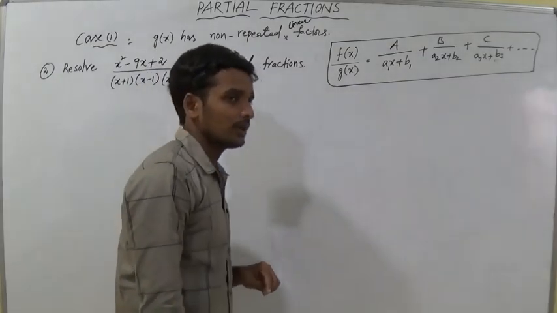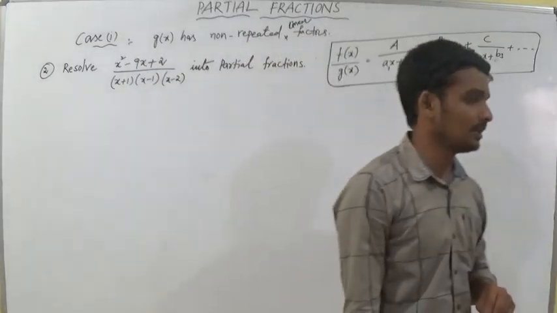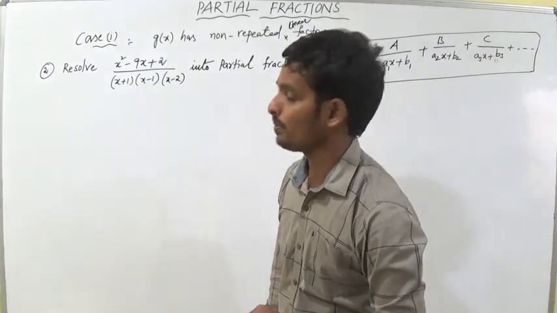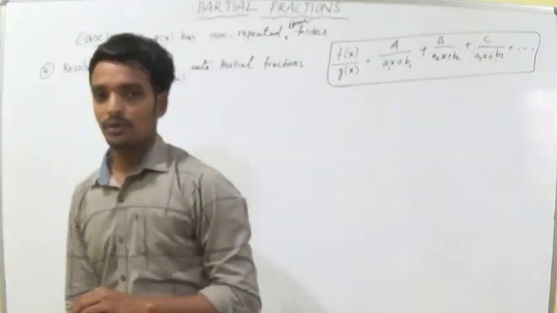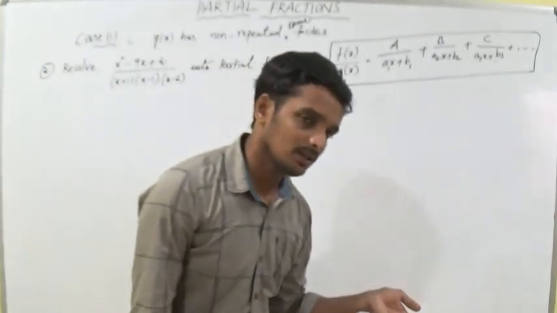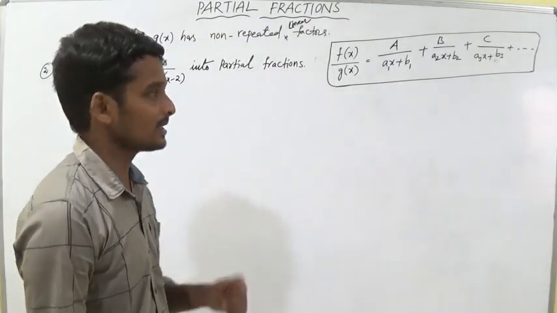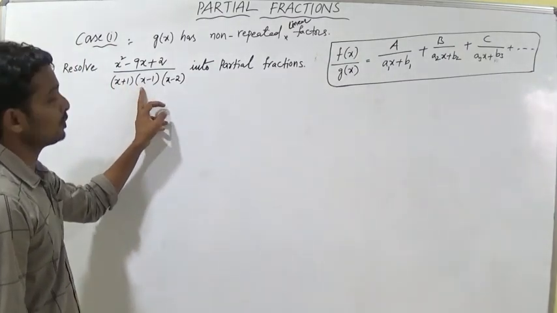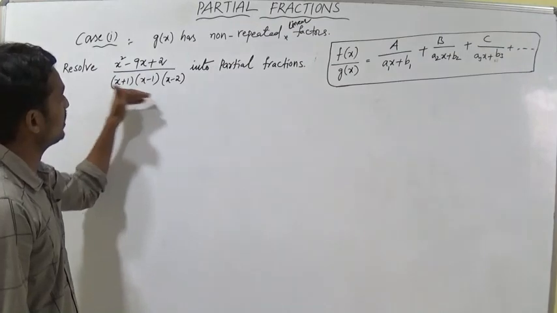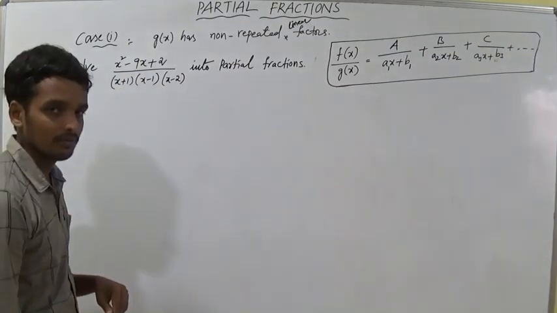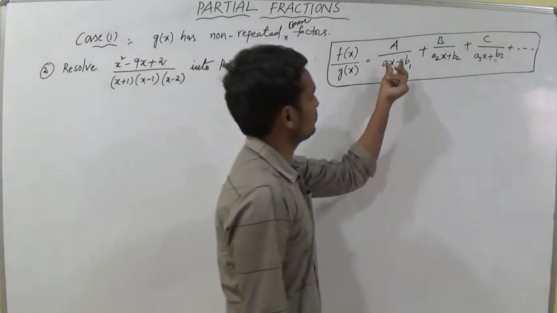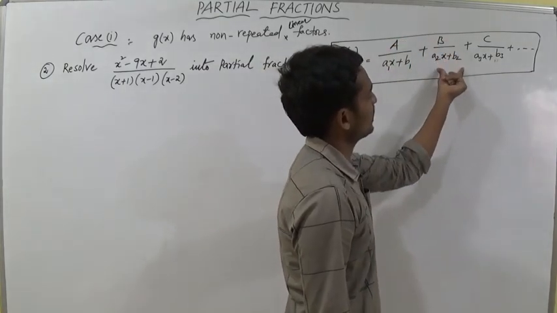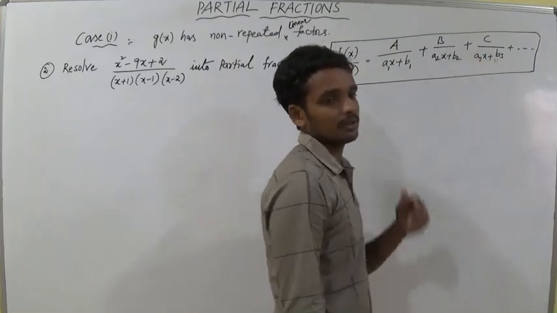Alright? So if the degree of the numerator is less than the degree of the denominator, then it is a proper fraction. The first problem is a proper fraction, and this problem is also a proper fraction. But in the last problem, the denominator had only 2 factors. In this problem, the denominator has 3 factors. How can we solve it? We take a by the first factor plus b by the second factor plus c by the third factor.